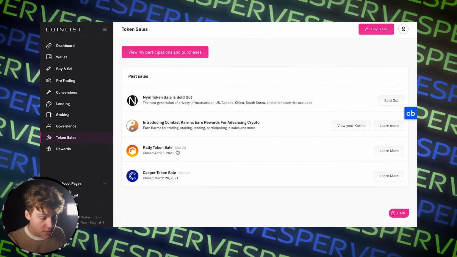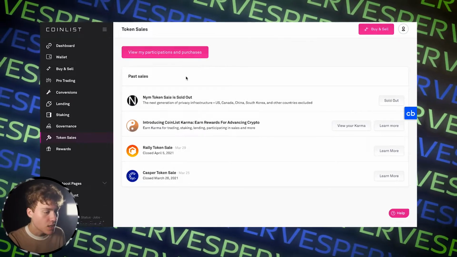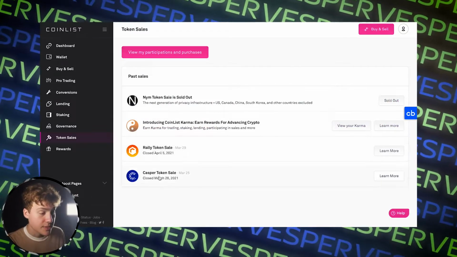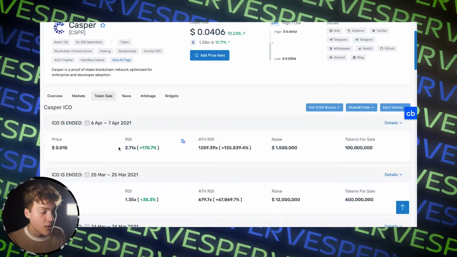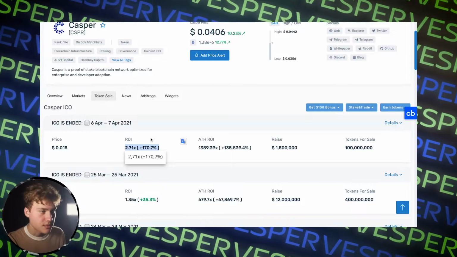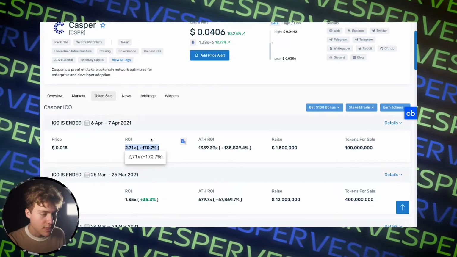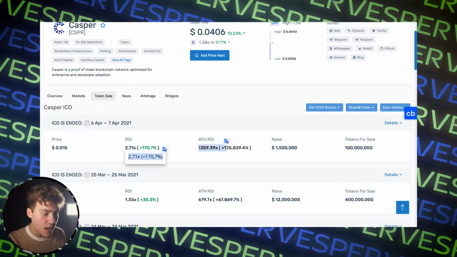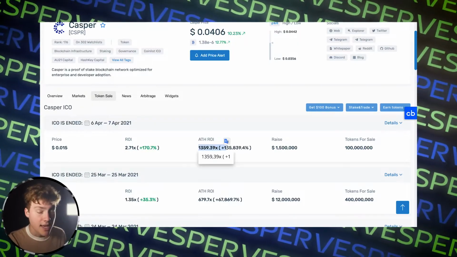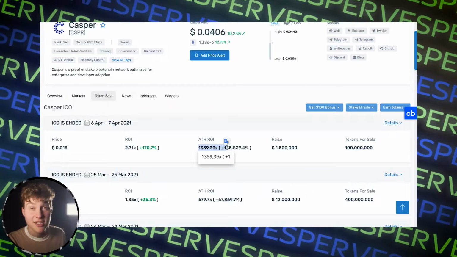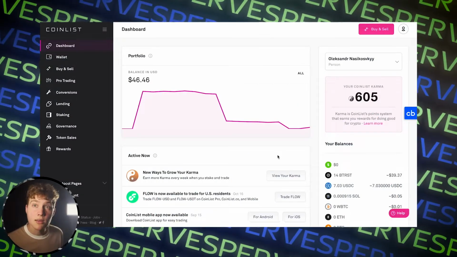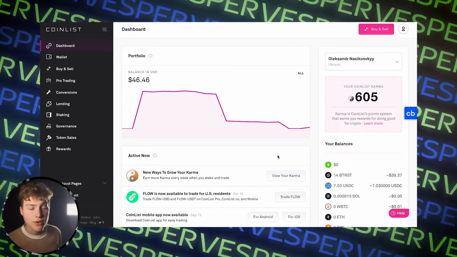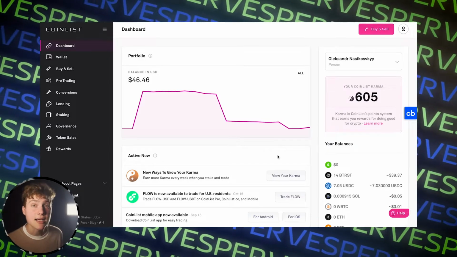One of the recent ones was Ondo ICO, which I did participate in. And if we look at some previous examples, for example, Casper, we can see that right now it is at 2.7 ROI, which means that if you put in like $200, you basically got over $500, but the all-time high ROI was over 1,000x, which is crazy high. And also, if you want to buy a lot of these tokens, you need to get a lot of karma. So the more karma points you have, the more of these tokens at ICO you can get.